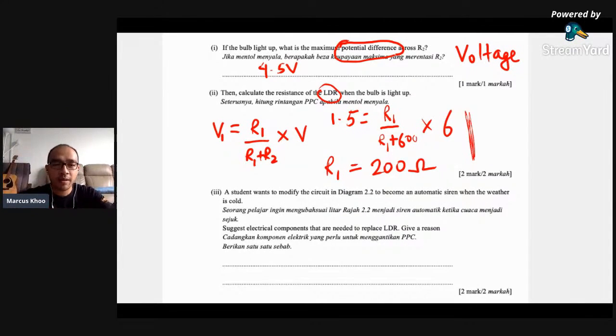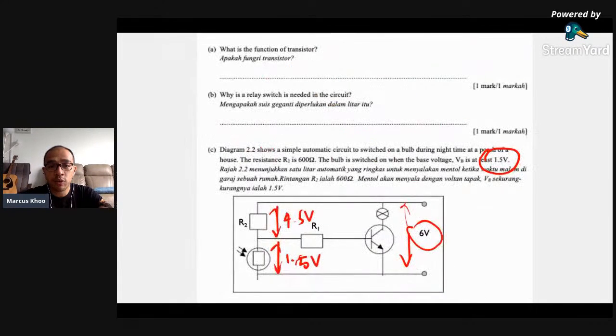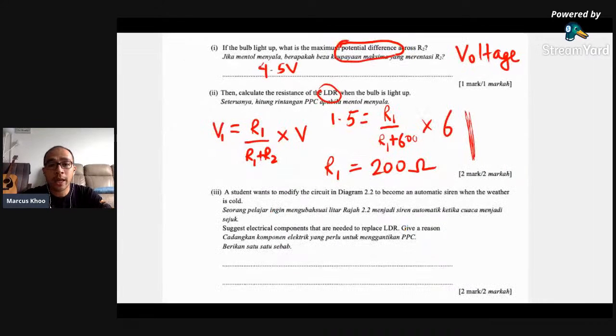Okay, never mind. But question number 3. A student wants to modify the circuit in diagram 2.2 to become an automatic siren when the weather is cold. Now suggest electrical components that are needed to replace the LDR. Give a reason. So this one, only one electrical component is needed to replace the LDR. So the electrical component will be a thermistor. Okay, the thermistor. And why the thermistor?